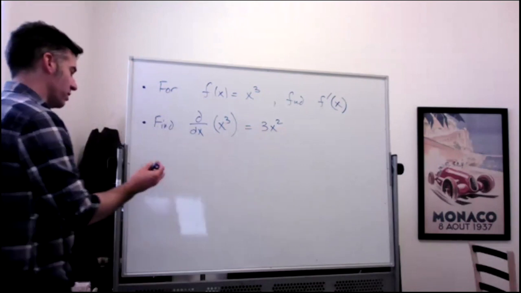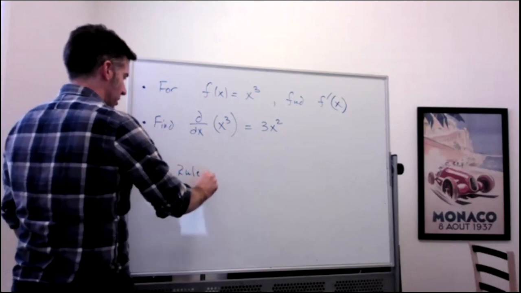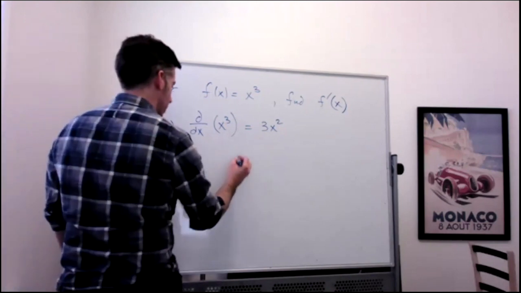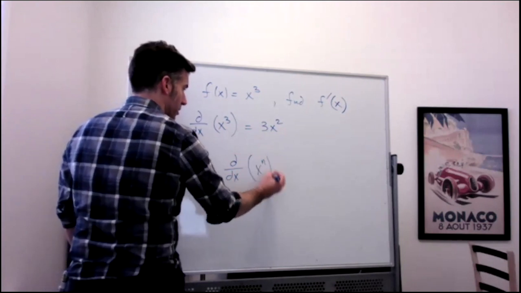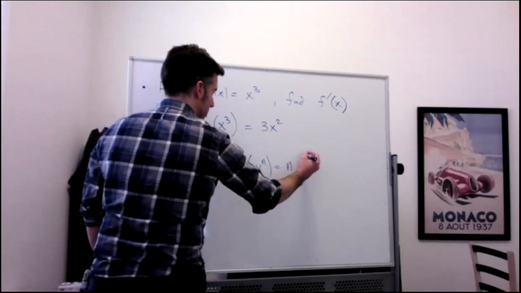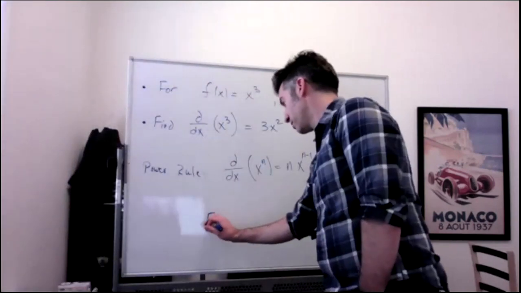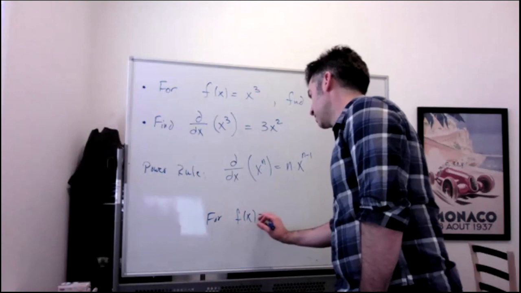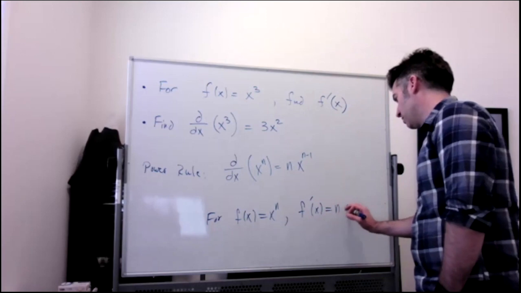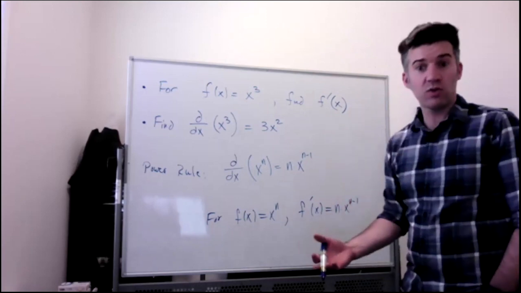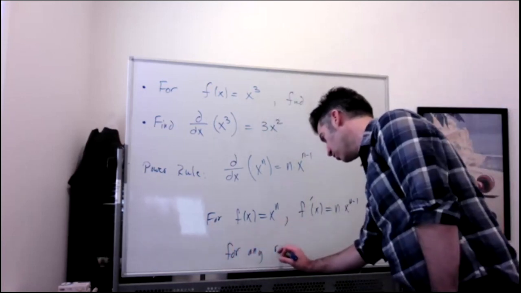So the power rule more generally, I would probably write most easily as the derivative d dx of x to the n is equal to n times x to the n minus 1. Or if you wanted to, you could write it as for f of x equal to x to the n, f prime of x is equal to n times x to the n minus 1. And this is true for any n value, for any real number n.